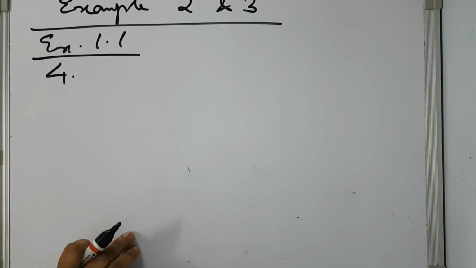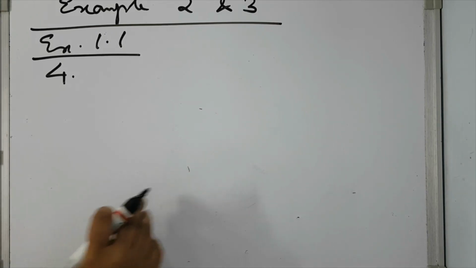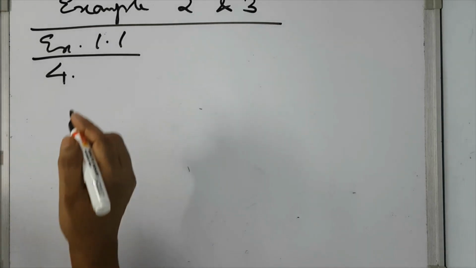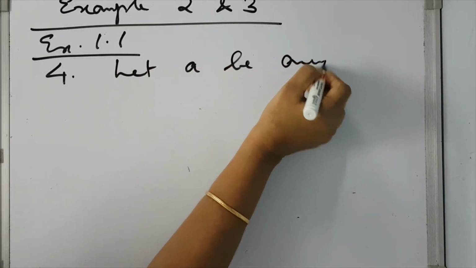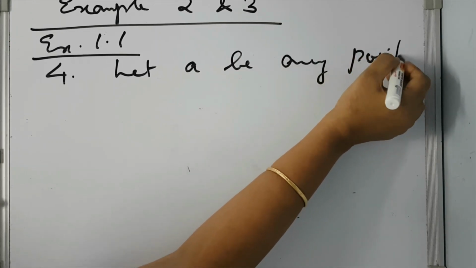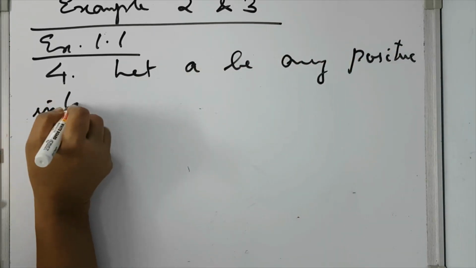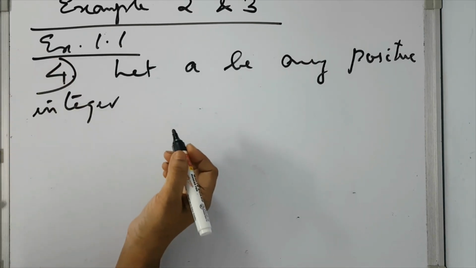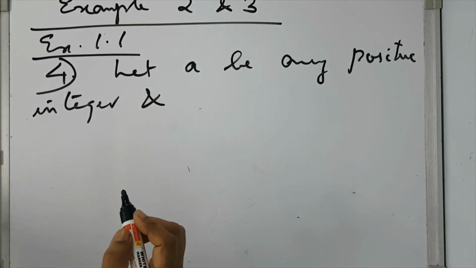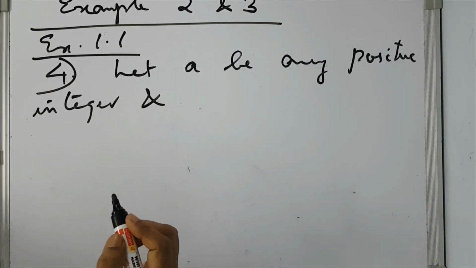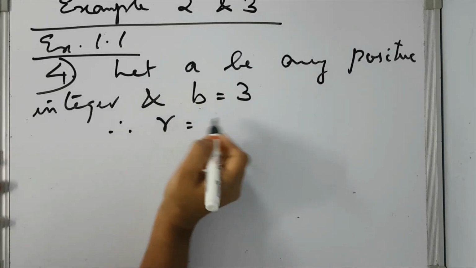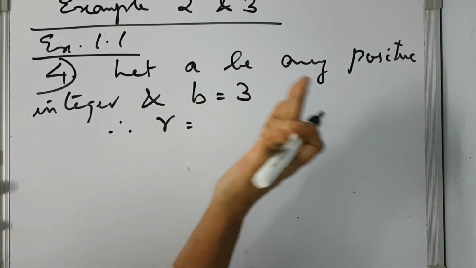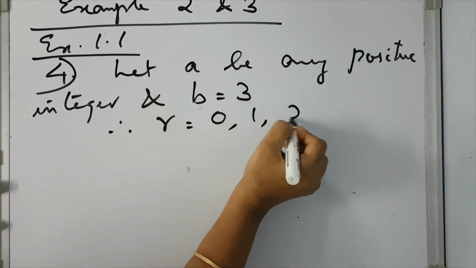Use Euclid's division lemma to show that the square of any positive integer is of the form 3m or 3m plus 1. So as usual, let a be any positive integer and in this case we'll take b as 3. Therefore, if b is 3, r will be less than 3, which means the integers 0, 1 and 2.